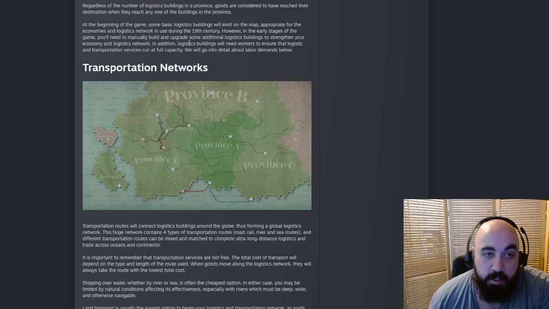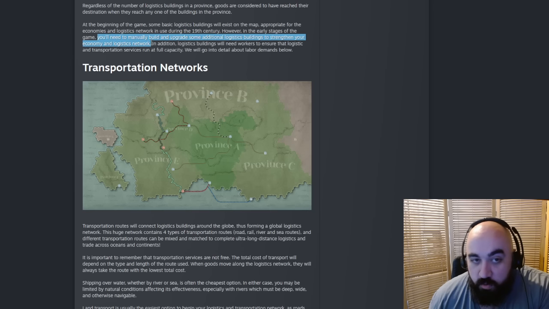Okay, in any case. At the beginning of the game, some basic logistics buildings will still exist on the map, appropriate for the economics and logistics network used during the 19th century. However, in the early stages of the game, you'll need to manually build and upgrade some additional logistics buildings to strengthen your economy and logistics network.